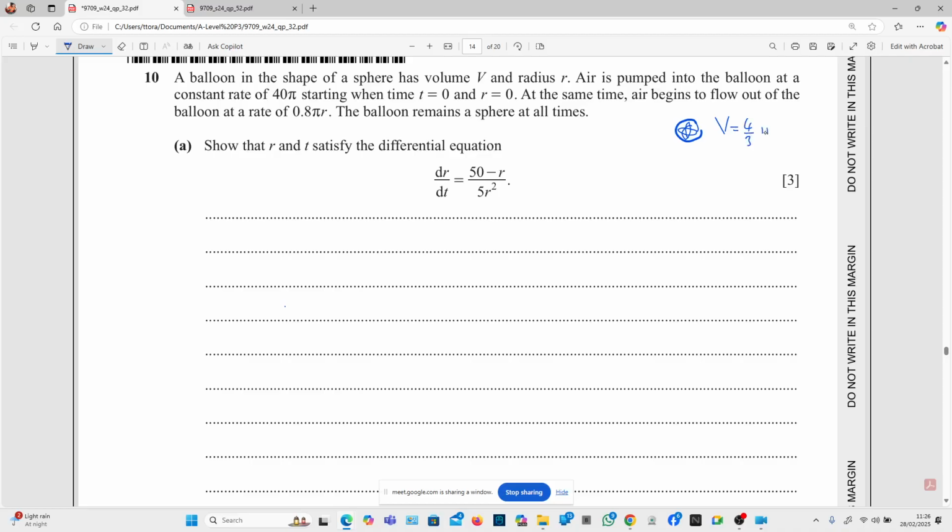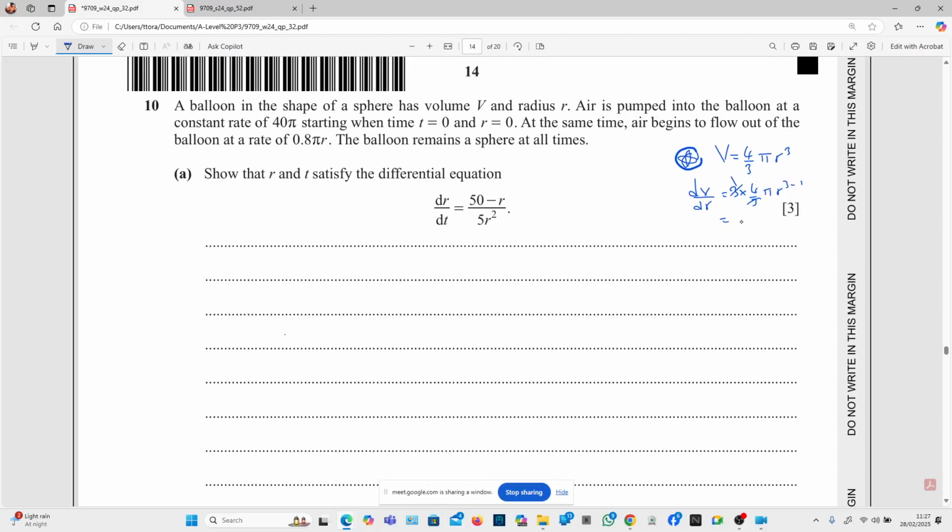4/3 pi r cubed. Immediately when we get a question on differential equations like this, we can differentiate the volume and say dV by dr, because we're going to need it, is going to be equal to 3 times 4/3 pi r to the power 3 minus 1. So that becomes 4 pi r squared. Now we understand that this is dV over dr. At some point, of course, we're going to need it.